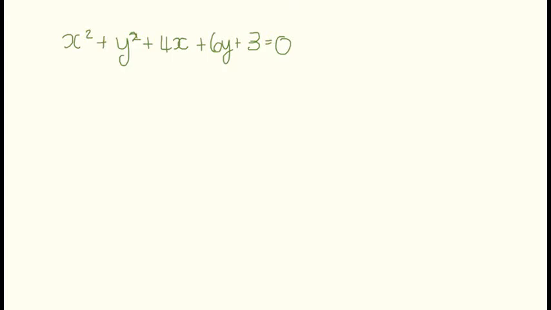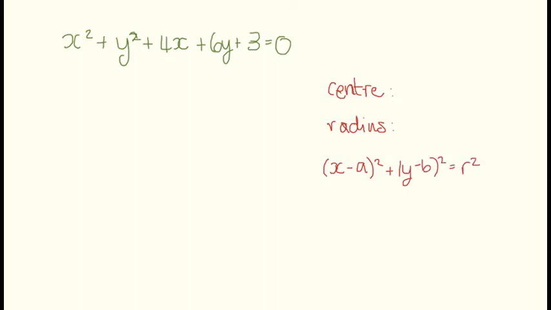Let's do a super quick example of this. So I've got an equation here, x squared plus y squared plus 4x plus 6y plus 3. I know it's a circle because it's got x squared and y squared in it. And I want to know what the centre and the radius of this circle are. Now, to get those two pieces of information, I'm going to need to get my equation into the form (x minus something) squared plus (y minus something) squared, and any numbers left over will be r squared, and then we can square root those for the radius.